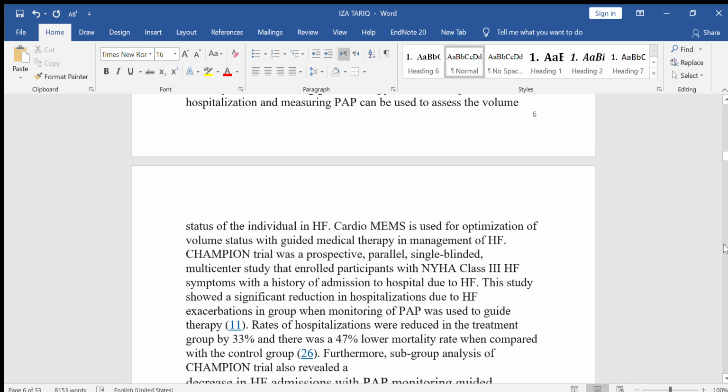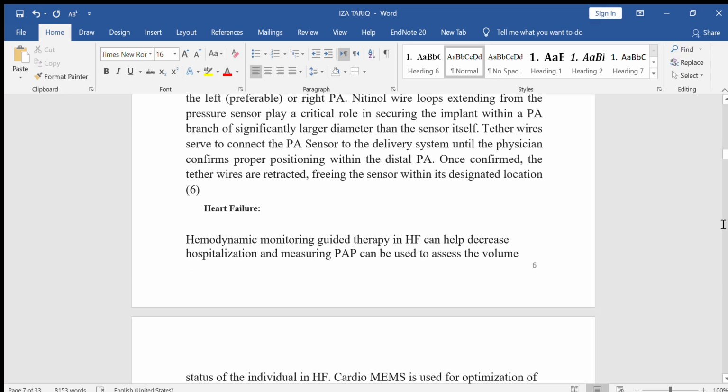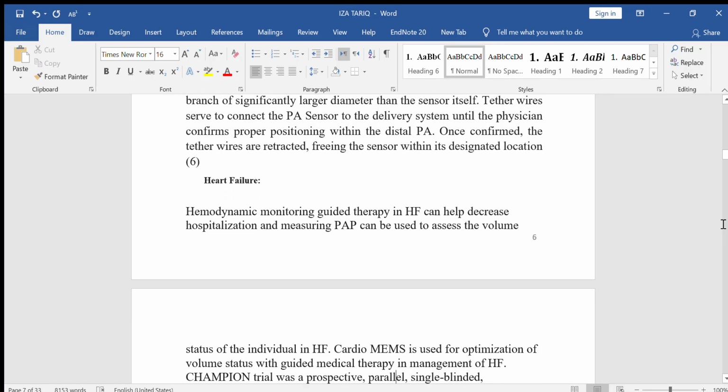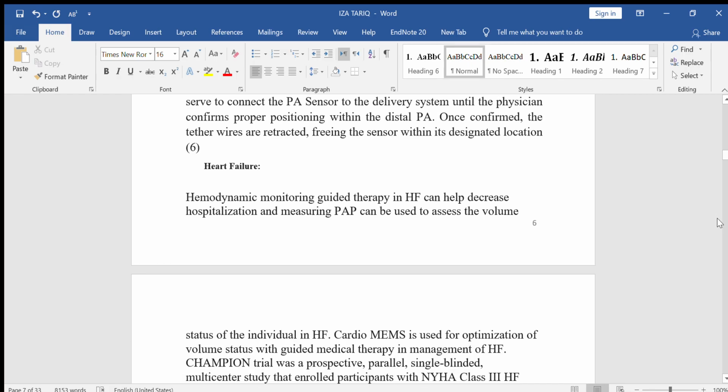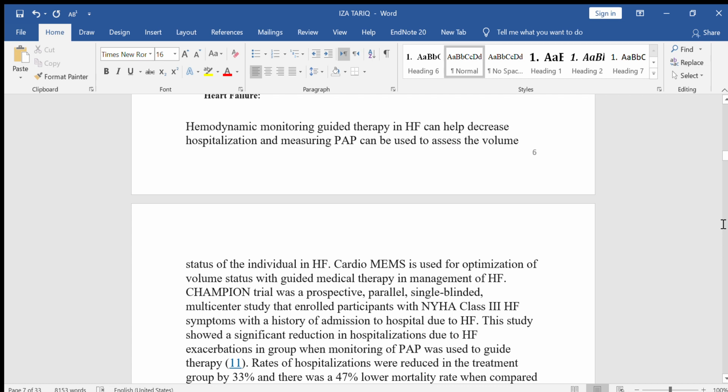Then, firstly, we discuss what heart failure is. Hemodynamically monitoring guided therapy in heart failure helps decrease hospitalization, and measuring pulmonary artery pressure can be used to assess the volume status of the individual in heart failure. The cardio microelectromechanical system is used for optimization of volume status with guided medical therapy in the management of heart failure.